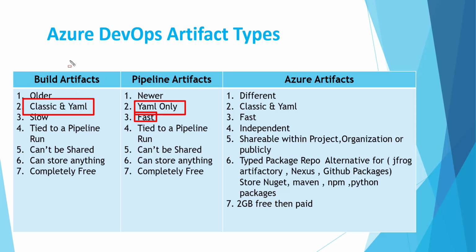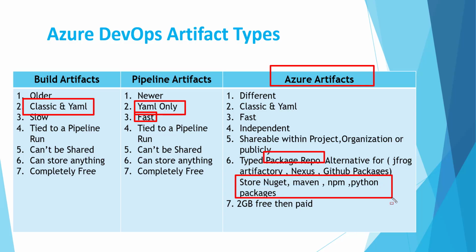They are both similar, but Azure Artifacts is a completely different thing. It is different from the build artifacts and the pipeline artifacts. Azure Artifacts is like a package repo. It is used to store NuGet packages, Maven packages, NPM, Python packages. It is like an alternative for JFrog Artifactory, Nexus, GitHub Packages.